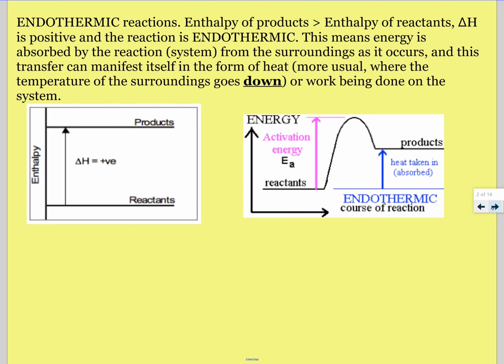In an endothermic reaction, the enthalpy of the products is greater than the enthalpy of the reactants, so we have to go up in energy because the system took in energy. This is an example of an endothermic process. It means that the products had more energy than the reactants, so the reactants had to take in energy.